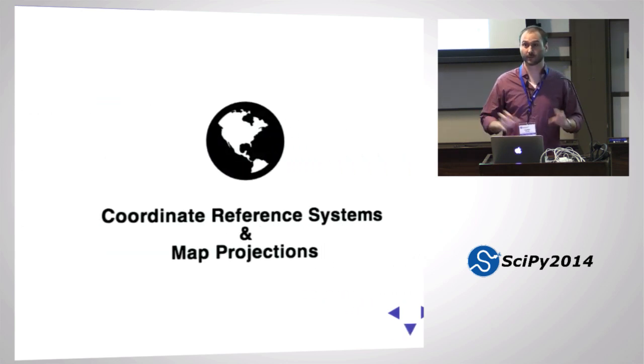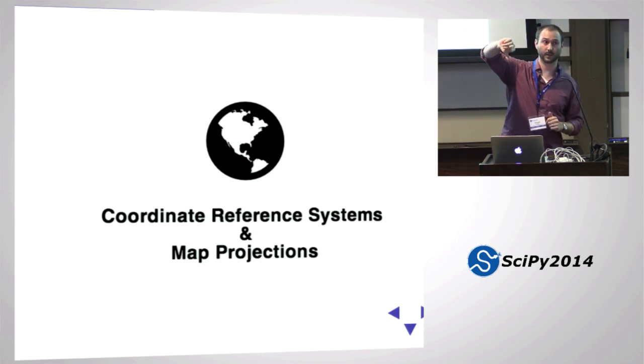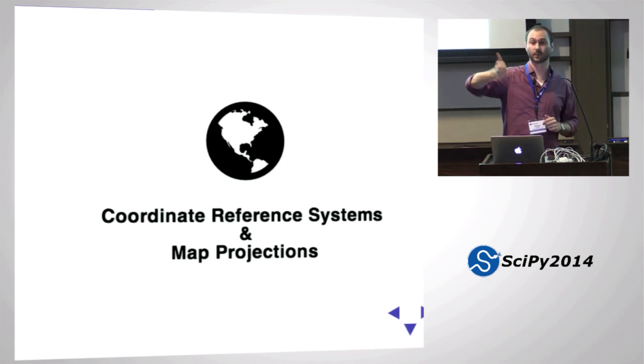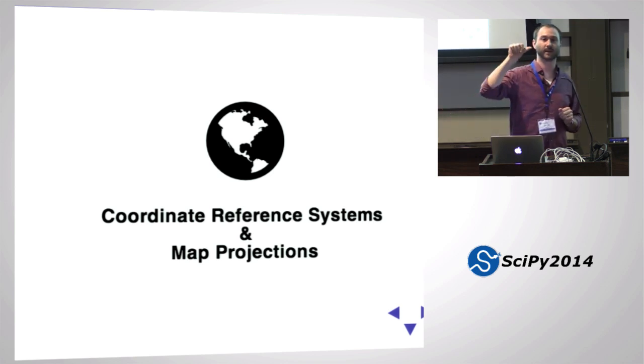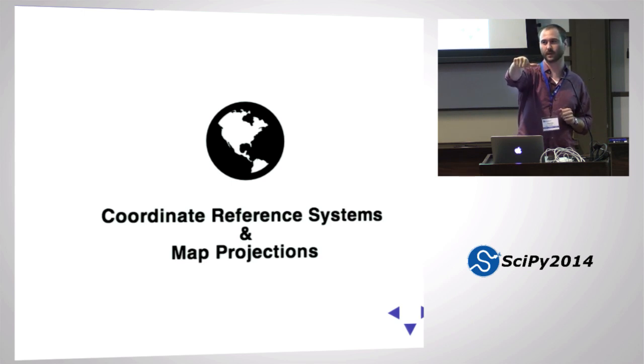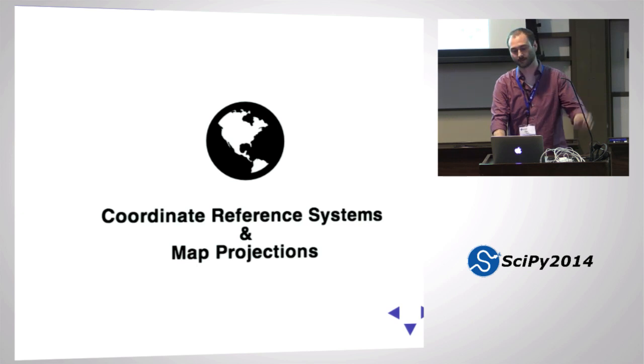And if I talk too fast or too slow, if I talk too fast, give me one of these. If I talk too slow, give me one of these. I learned this at PyData. It's very helpful. And then if I'm doing it just right, one of these. Great. Phew. Thank goodness.